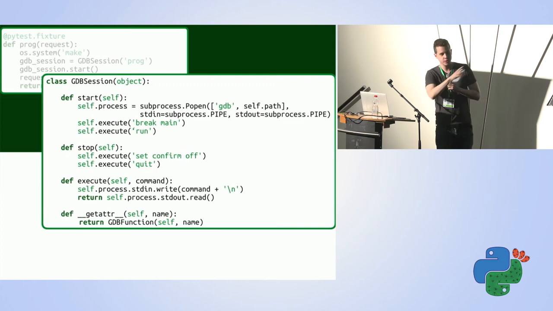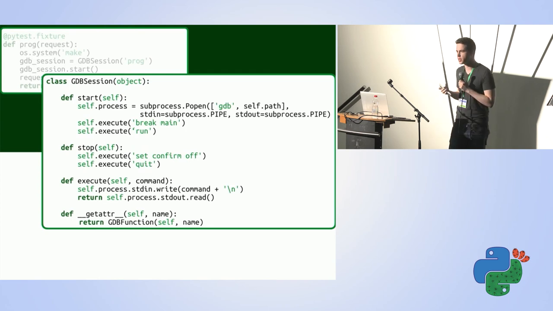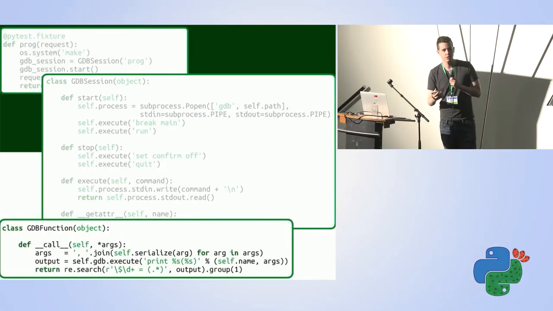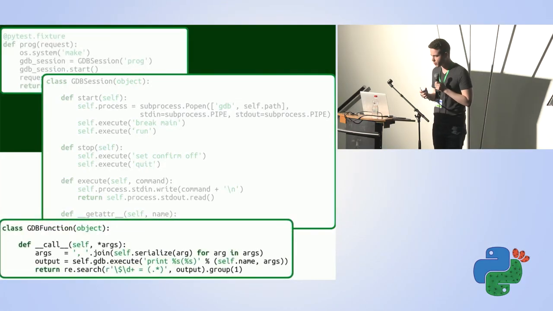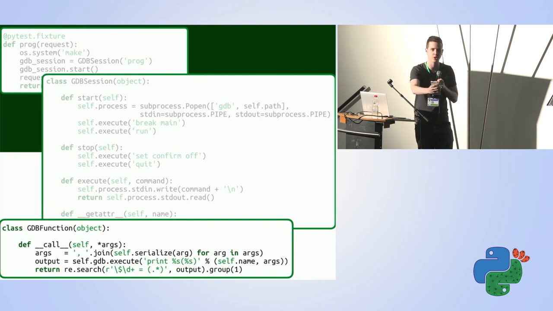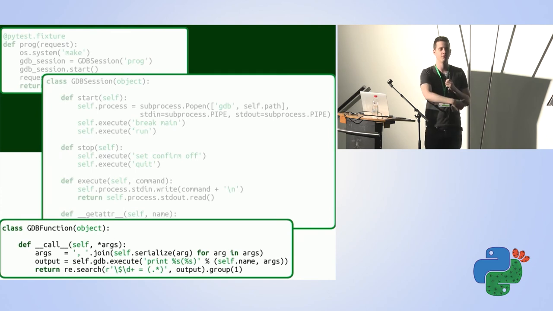And notice the dunder-getattr method. When you access some attribute of it, like prog.getSizeOfFile, it returns a GDB function of that name. And what a GDB function is a callable, something you can call with some arguments. And what it does is serialize these arguments as strings and issue the GDB print command on a function of that name with these arguments. So essentially, we delegate all the hard work to GDB. We let it print our function with these arguments, and it prints the result, and then we extract it and pass it as the return value, all right?